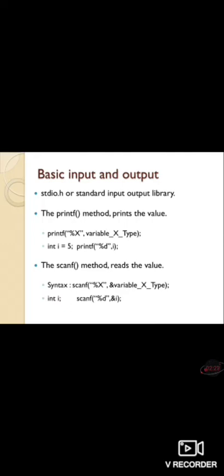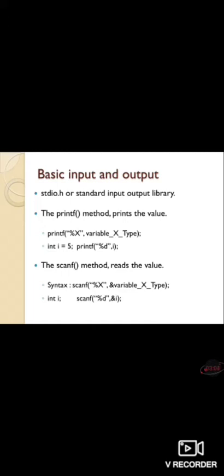The syntax of the printf method is printf("%X", variable_X_type). That means the %X depends on the type of the variable which is passed as the second parameter of the printf function. For example, int i = 5, here i is a variable of the type integer and the value of i is 5.